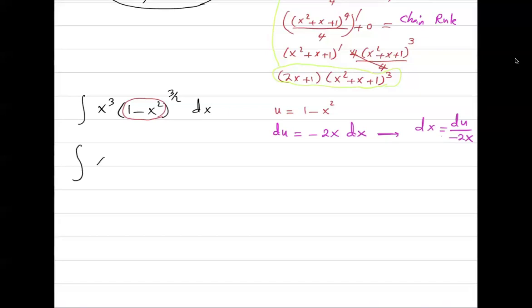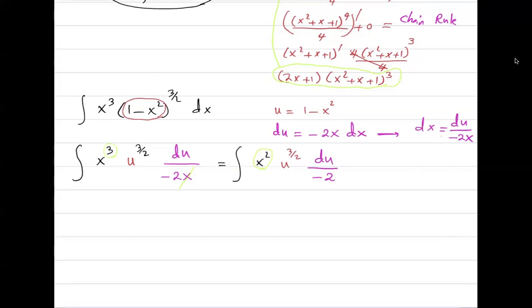We have the integral of x cubed, then this guy becomes u to power 3 halves, and dx is du divided by minus 2x. So if you simplify this integral, this becomes x squared u to power 3 halves, and then you have du divided by minus 2. Please note that I cancel out x with one of the exponents here. That's how you end up with x squared.